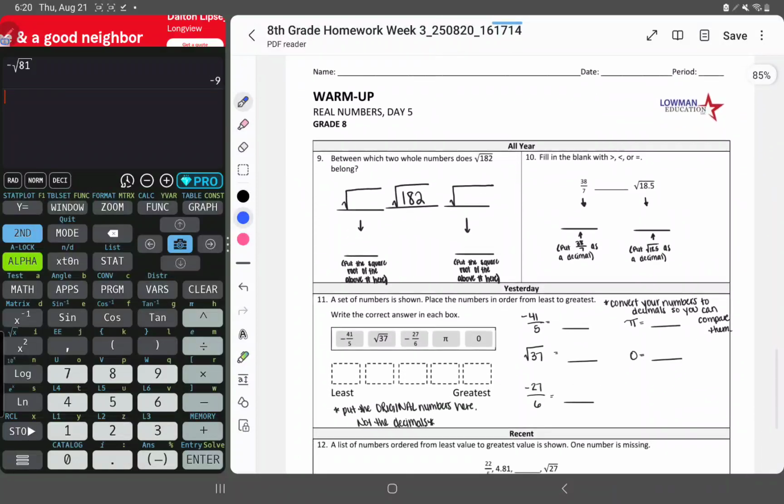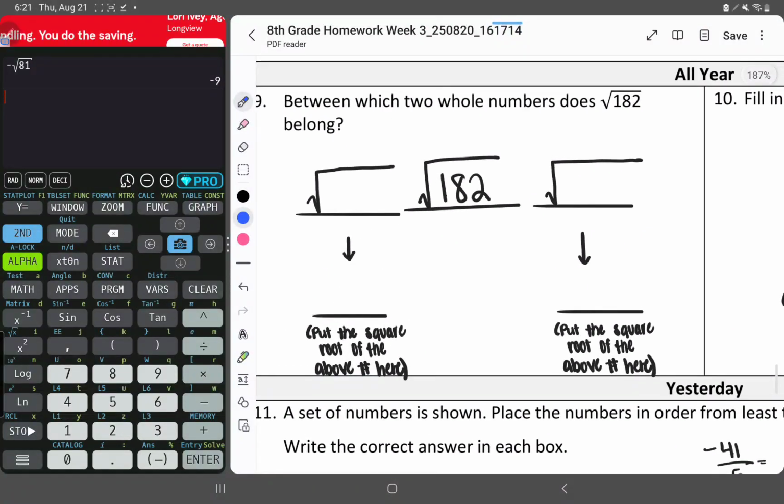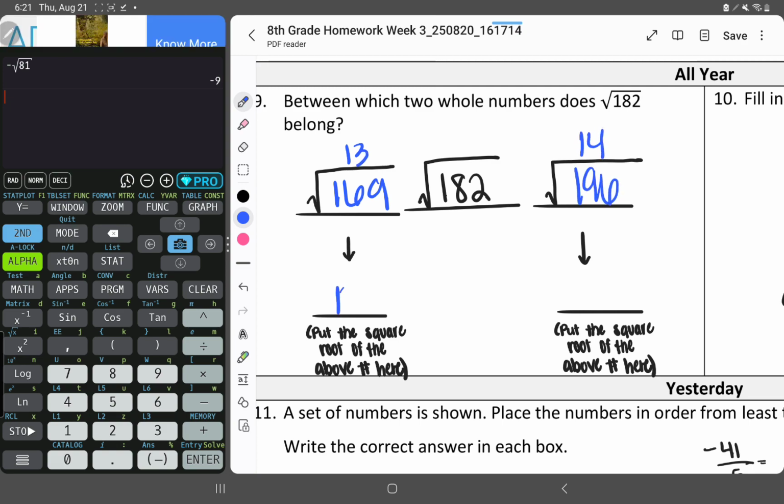Okay. This one says, between which two whole numbers does the square root of 182 belong? So, knowing your perfect squares, where would the square root of 182 fall between? It would fall between 169, which is 13, and then 196, which is 14. So it would fall between 13 and 14. If you don't have those memorized up to that point, you could type this into the calculator and it gives you 13.4, which is between 13 and 14.